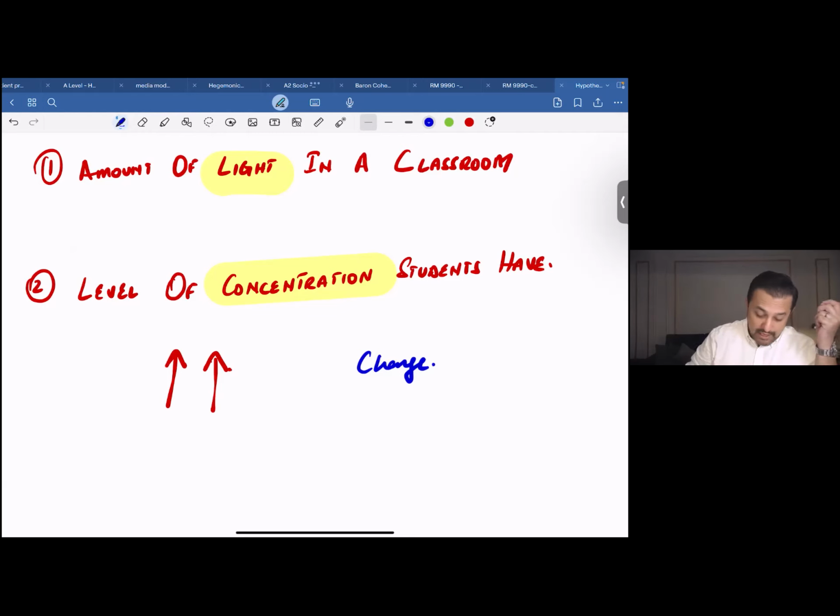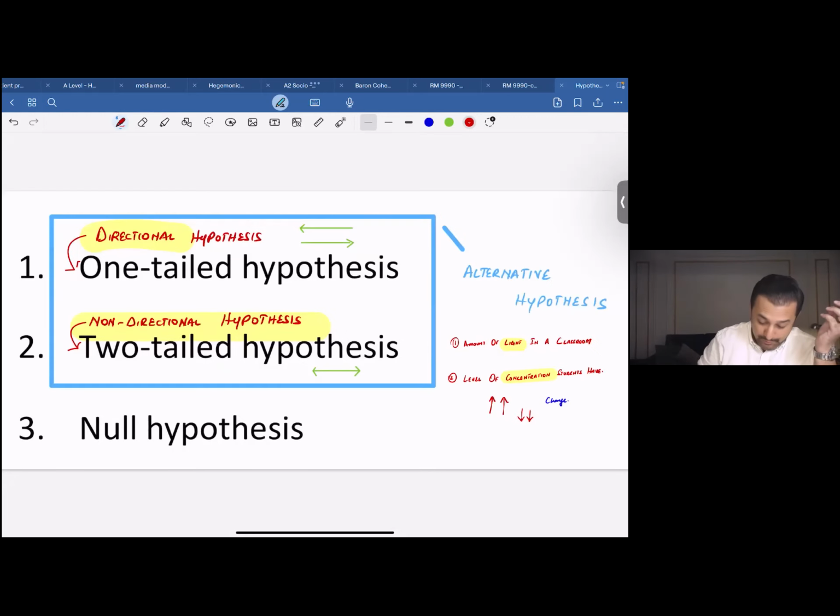This could also be a decrease in the amount of light in the classroom would result in a decrease in the concentration level of students. So I'm talking about there being a change, and I'm further elaborating on the direction that change would have. So this is an example of a one-tailed hypothesis.